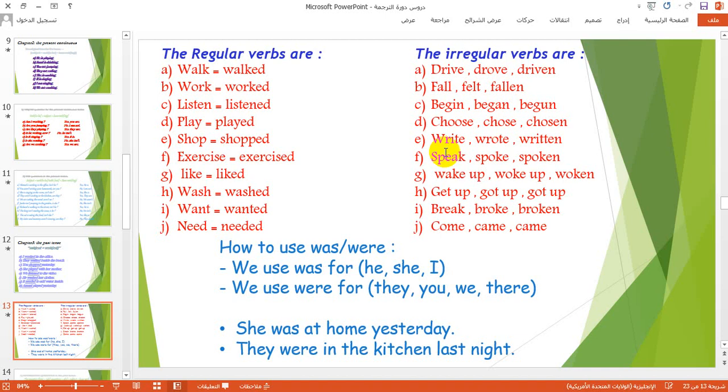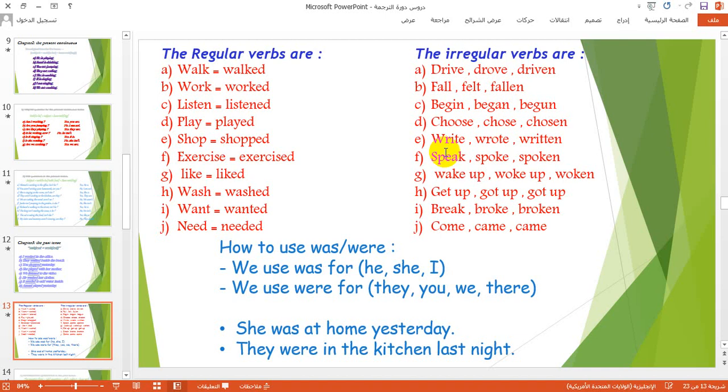Okay, how can we use was and were? As I said previously, we use was, the verb to be, with singular pronouns like he, she, or it, and we use were with the pronouns they, we, and you.